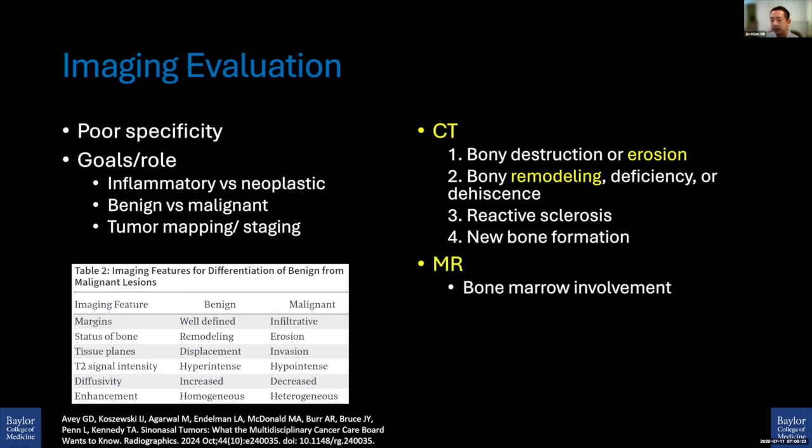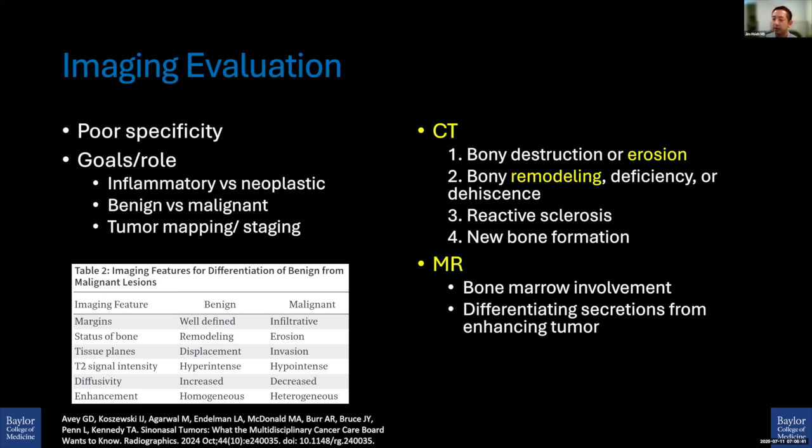On MRI, MRI is going to be better at looking at bone marrow involvement. So looking on the T1, looking for low signal intensity. And it's really helpful for differentiating secretions from enhancing tumor. Because on CT, a lot of times you might just see opacification.